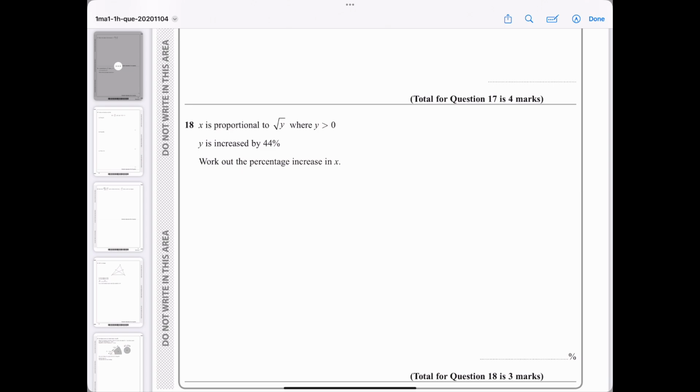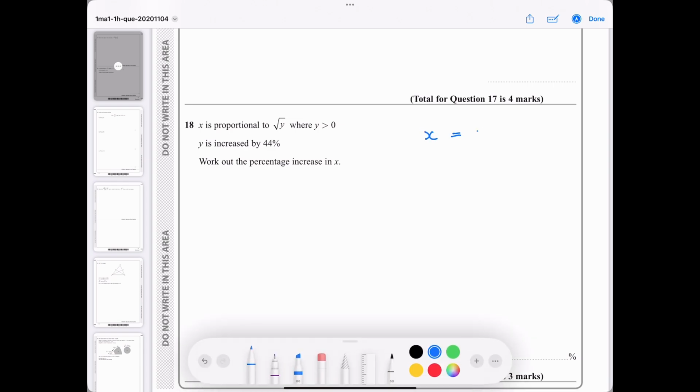So let's put an easy square number in. So say x equals root 100. Okay, so that's y equals 100. Then x would equal 10. Now, if we increase 100 by 44%, that would be adding on 44%, so that would be 144. So 100% plus 44% equals 144%. So this one's quite easy.